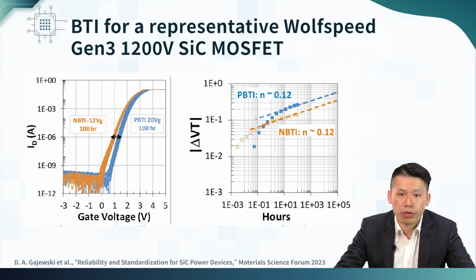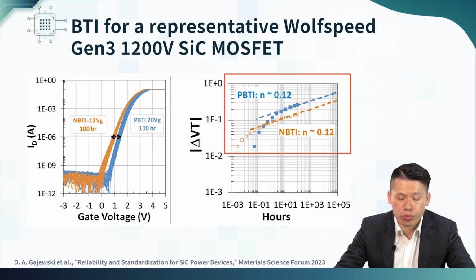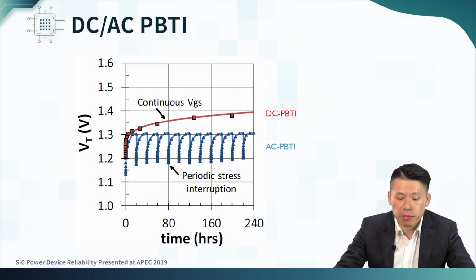And here is a report from the commercial product for the NBTI and PBTI in the Wolfspeed Gen 3 1200 volt silicon carbide MOSFET. So we can clearly see that there is a BTI effect as well. Under the AC PBTI, because this is a stress and without stress, the VTH shift can be much smaller compared to the DC PBTI.